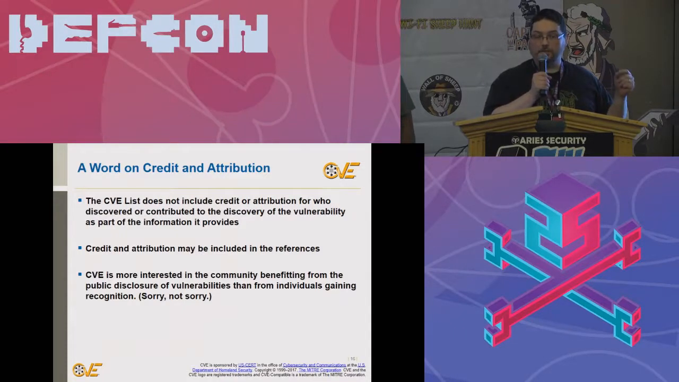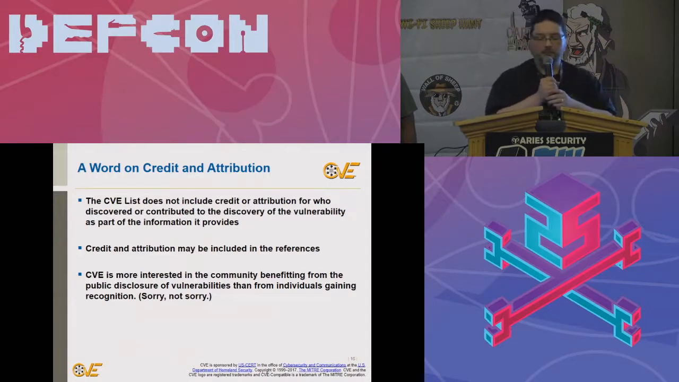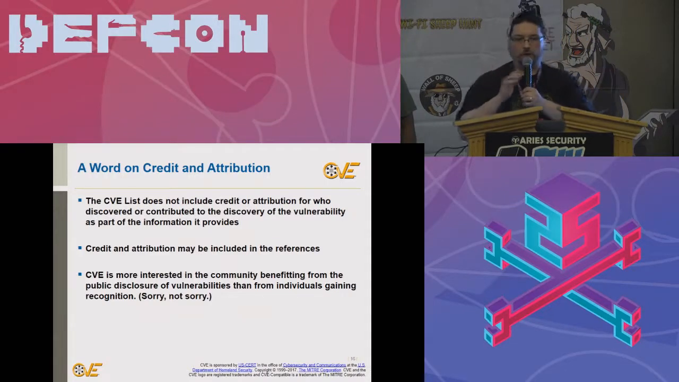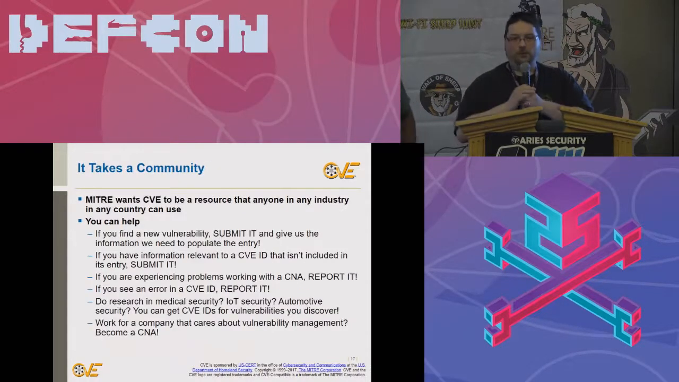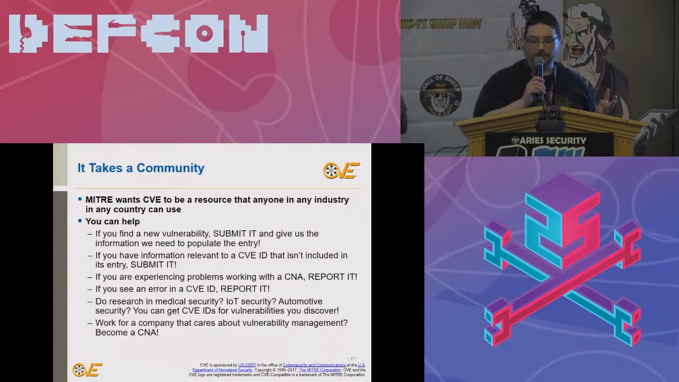For CNAs, we will be attributing which CNA might have submitted a CVE entry, just so you know that this Apache vulnerability description was written by Apache as opposed to written by somebody else. But that's as far as we will go for attribution. Okay, we don't care. Sorry. That said, we understand that's a use case. It's part of what the community gets out of CVE.